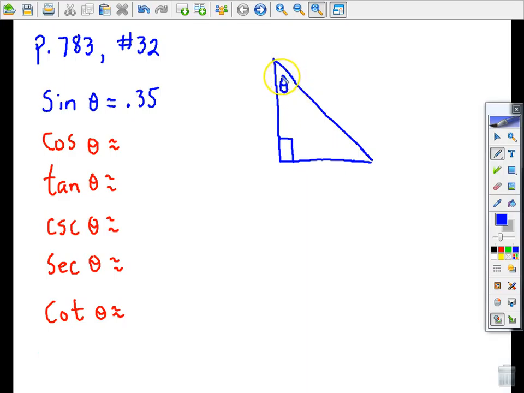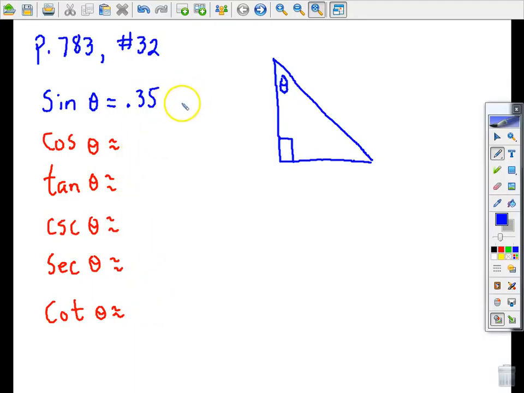Okay, well, I went ahead, we're supposed to sketch a right triangle with theta as the measure of one of the acute angles. And I just picked this one, really doesn't matter which one you pick. And we're supposed to find these other 5 trig ratios. And in class I told you that if you're given a trig ratio in decimal form, then I want the rest of these to be in decimal form.